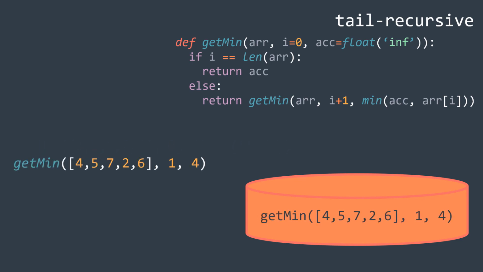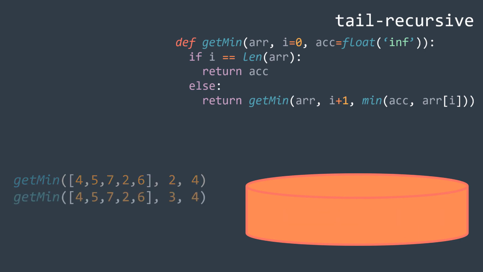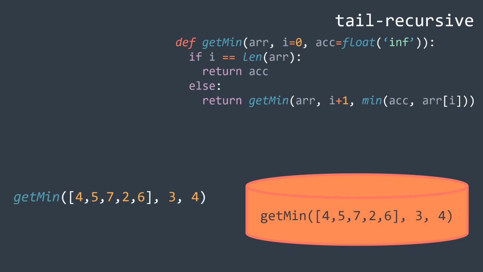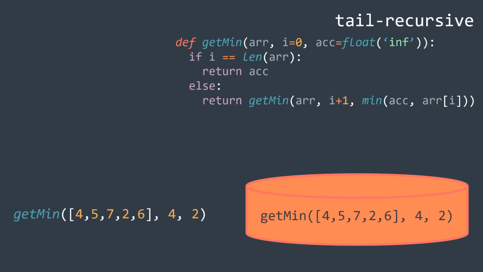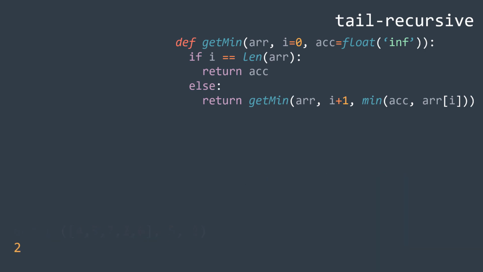4, because it's smaller than infinity, so it replaces the actual value of arc. And this one returns getMin R2, 4. 5 is not smaller than 4, so arc doesn't change. This one returns getMin R3, 4, which returns getMin R4, 2. Arc changed, so we found a new minimum. This one returns getMin R5, 2, and here I is equal to the length of R, so we return arc, which represents the minimum value in R.